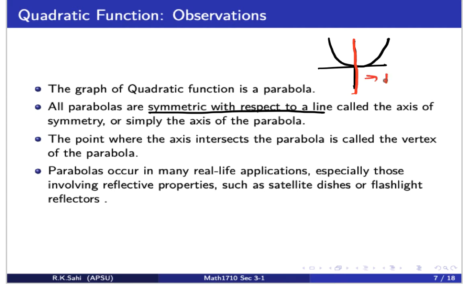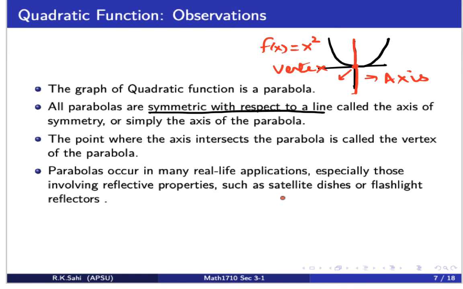Okay, this is the axis, and this is the point which is the smallest value you can have. So the vertex is the minimum point. When you have a graph like this, let's make it a simple graph x squared. Now remember the coefficient is 1, and this 1 is positive, so the graph opens up. Here we also say the point where the axis intersects the parabola is called the vertex. And we see these parabolas in many real-life applications, especially satellite dishes, flashlights, reflectors, and all those things.